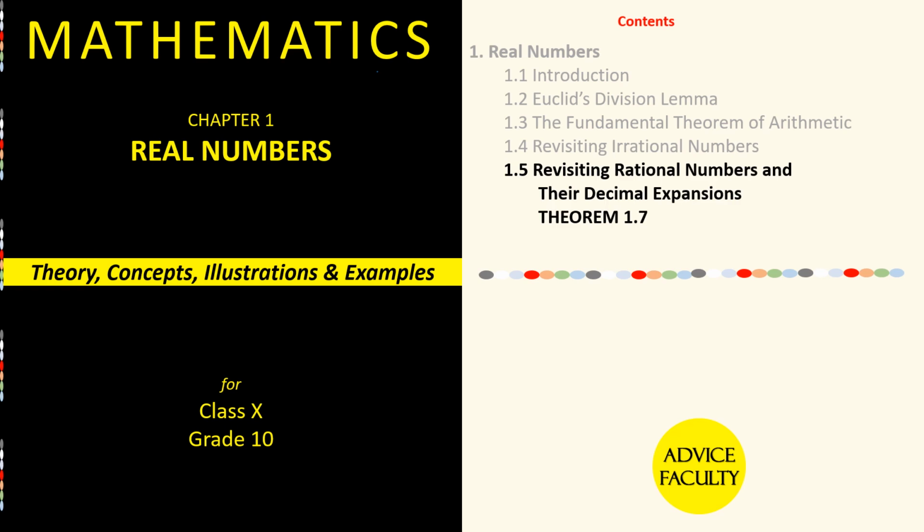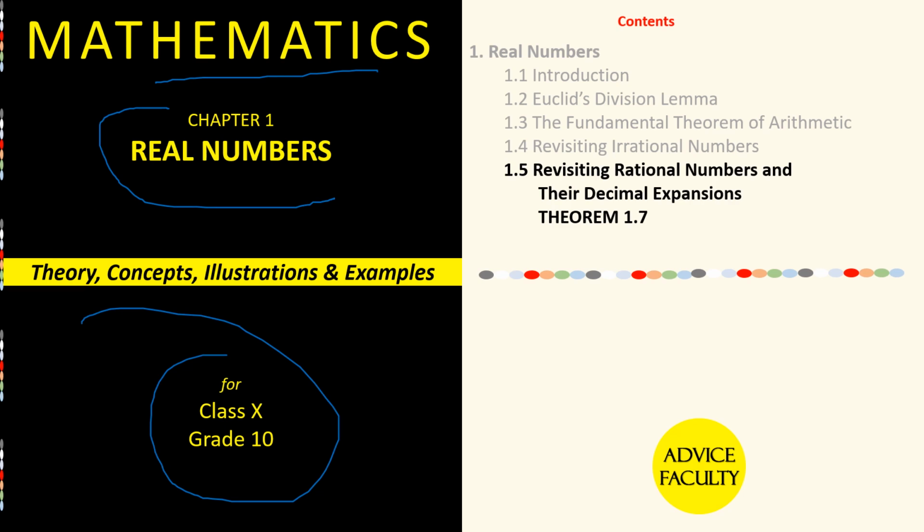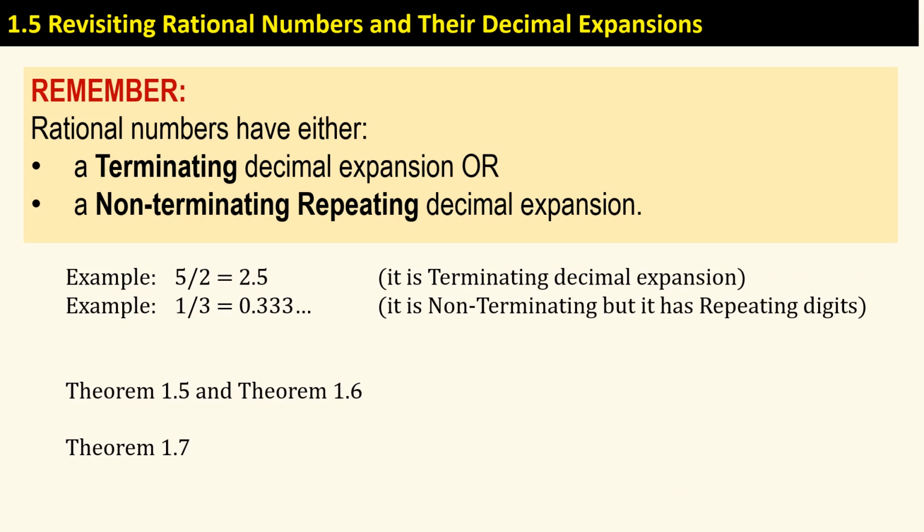Welcome to this session on Mathematics, Chapter 1 on Real Numbers for Class 10th. Here we shall cover Section 1.5, Revisiting Rational Numbers and Their Decimal Expansions, Theorem 1.7. Before we proceed ahead, remember that rational numbers have either a terminating decimal expansion or a non-terminating repeating decimal expansion.